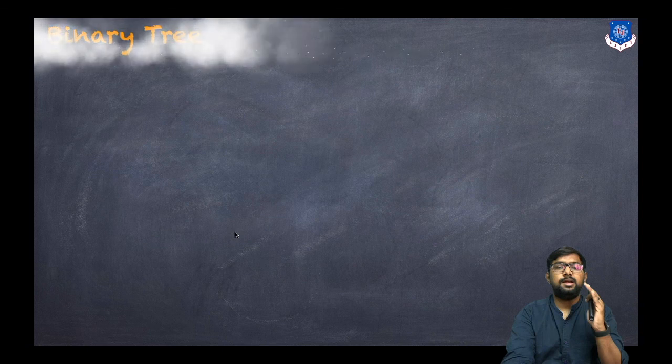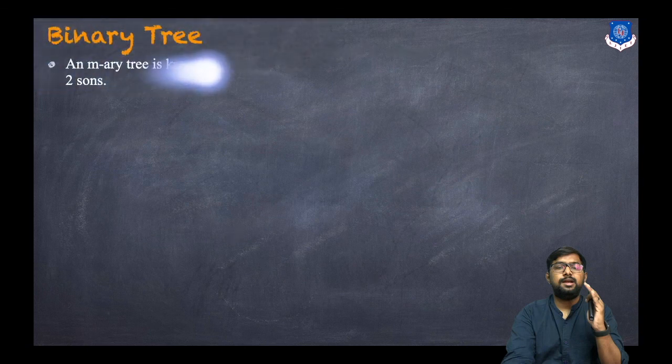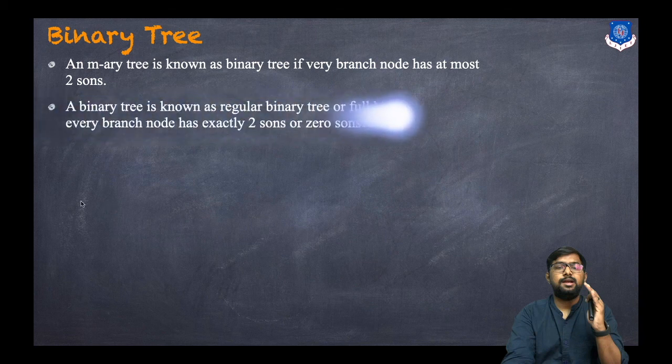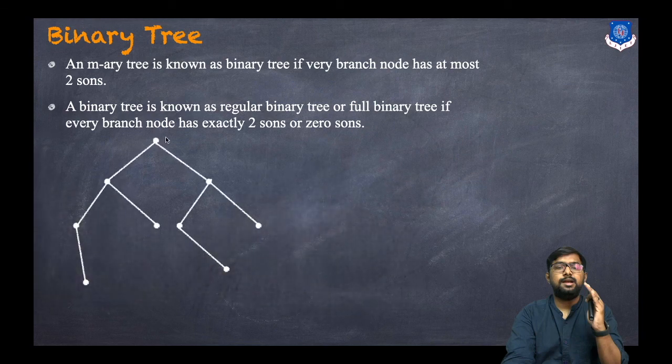Fine. Now what is a binary tree? This one is important. An m-ary tree is known as a binary tree if every branch node has at most 2 sons. At most. So the maximum can be 2 and the minimum can be 0. And in the same manner, a regular binary tree or full binary tree is one where every branch node has exactly 2 sons or 0 sons. So consider this graph. This has 2 sons, this has 2 sons, and this has 1 son. But the most is 2. This has 2 sons and this has 1 son. So this is a binary tree.